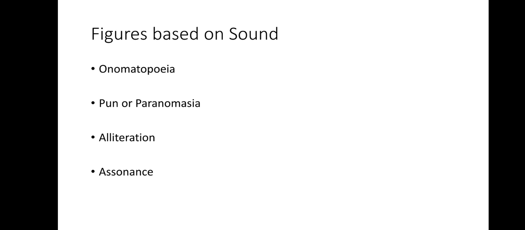Then we have figures of speech based on sound. We have onomatopoeia, where using a sound suggests the object named. For example, when we say life's fitful fever, or the crow caws, the word cawing is actually making the sound of the bird, the particular crow. Okay, so this is an example of onomatopoeia.